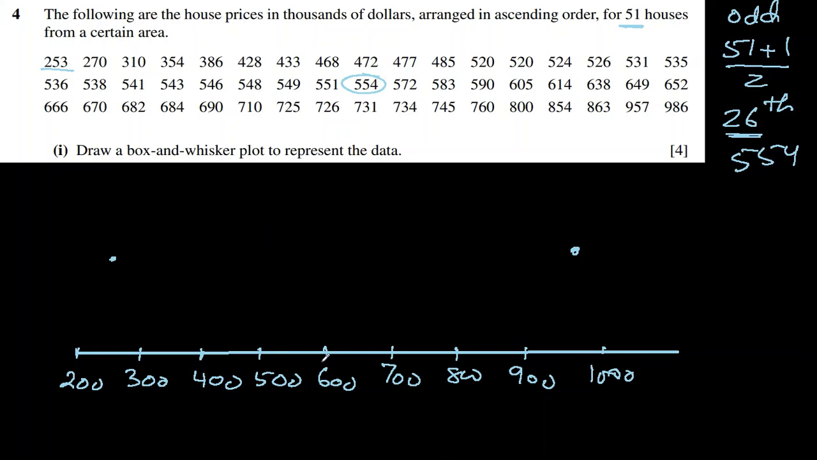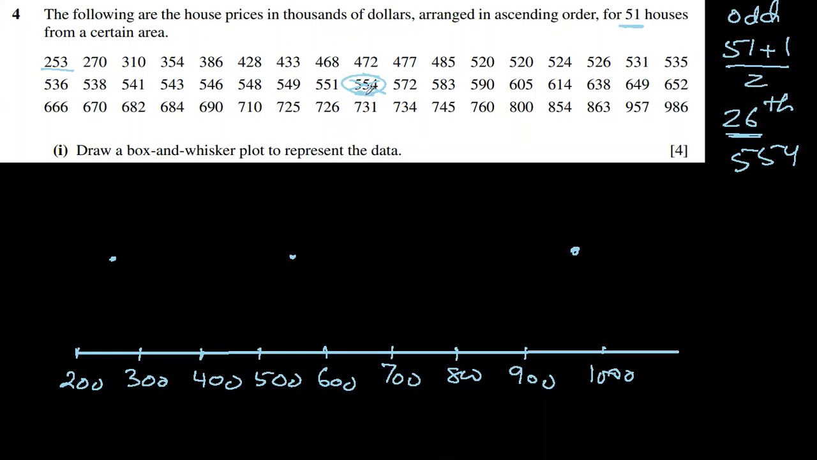Let's see where the median is now. 554 will be somewhere between 500 and 600. So let's put a dot for 554 also. Now, what about upper quartile and lower quartile? For the lower quartile, we will find again the median, but of the numbers less than 554. We will not include 554 anymore. Whatever numbers are less than it, we will find their median, and that will give us the lower quartile.